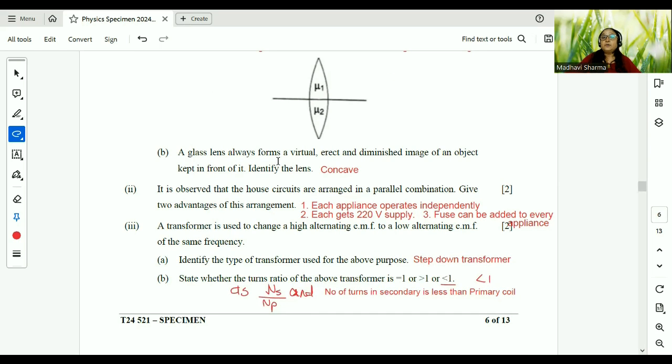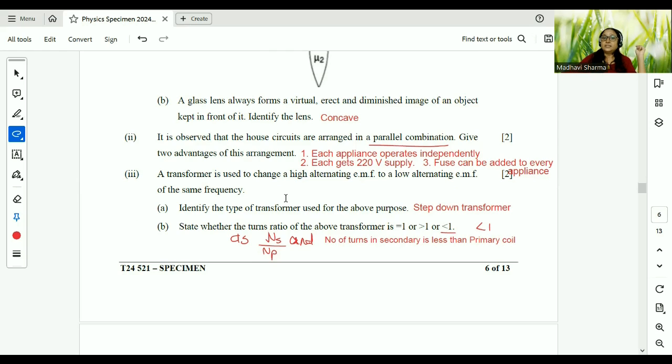A glass lens always forms a virtual, erect and diminished image of an object kept in front of it. Identify the lens: concave. It is observed that household circuits are arranged in a parallel combination. Give two advantages. I have given three. Each appliance operates independently, each gets a 220-volt supply, and a fuse can be added to every appliance. And so in case any appliance stops working, it will not affect the working of other appliances.